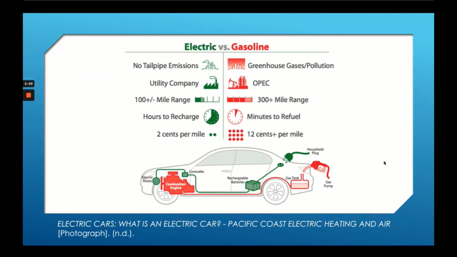And then here I have an image showing comparisons of gas engines versus electric, and it highlights the points made in previous slides about emissions, mileage, and then cost with a diagram of the two in a vehicle and how it would operate there. So here you have the combustion engine and then the electric motor.